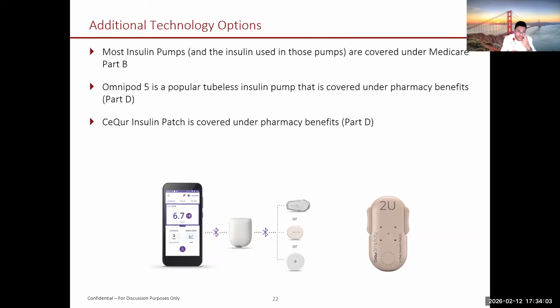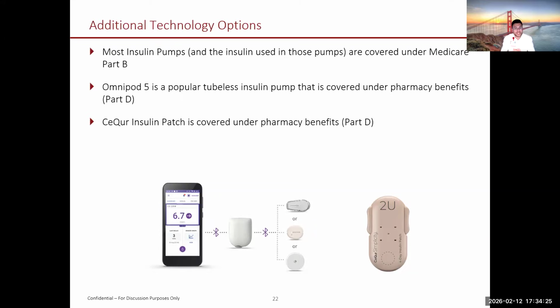I will say one caveat is Omnipod, especially Omnipod 5. It's a very popular tubeless insulin pump that is actually covered under a pharmacy benefit. As far as I know, it's essentially the only pump under Part D. And so it will be governed by those Part D rules we talked about earlier. Other pumps, though, are under Part B.